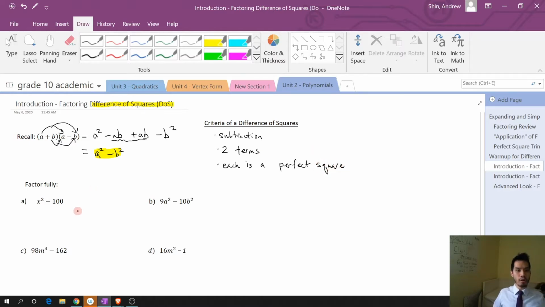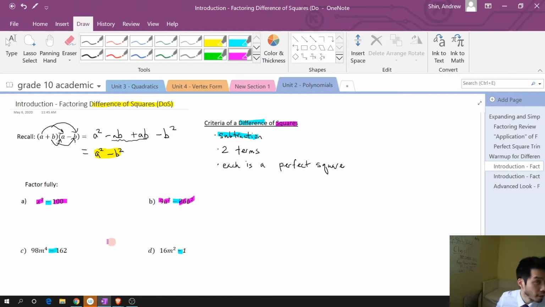Okay, so right here, as you can see, these four look to be difference of squares because they all have subtraction. So let's highlight subtraction here. They're all subtraction, so these are all differences. That's what difference means, subtraction. And they all are perfect squares. X squared is perfect, 100 is perfect because those are perfect squares. 9 is a perfect square, a squared is a perfect square, 36 is a perfect square, b squared is a perfect square.